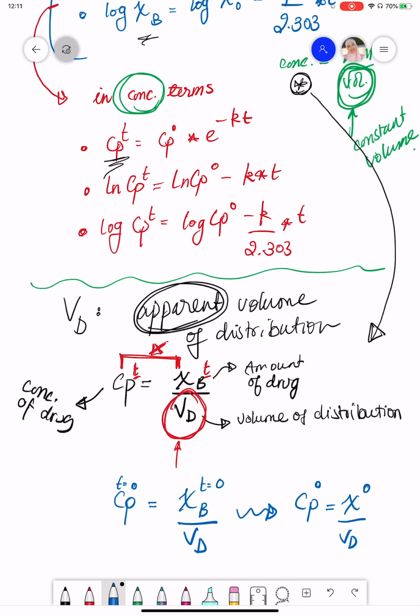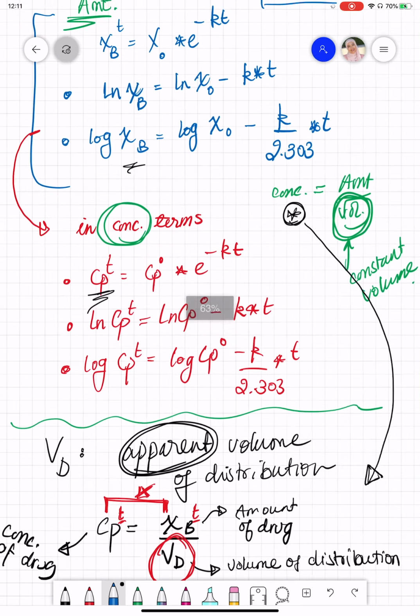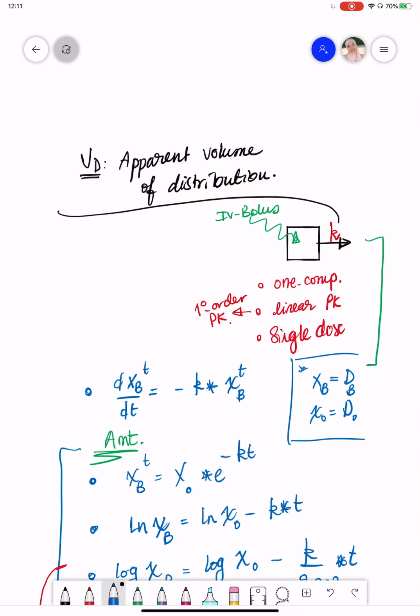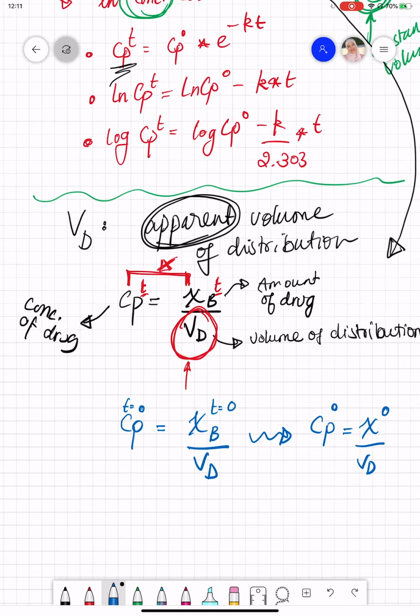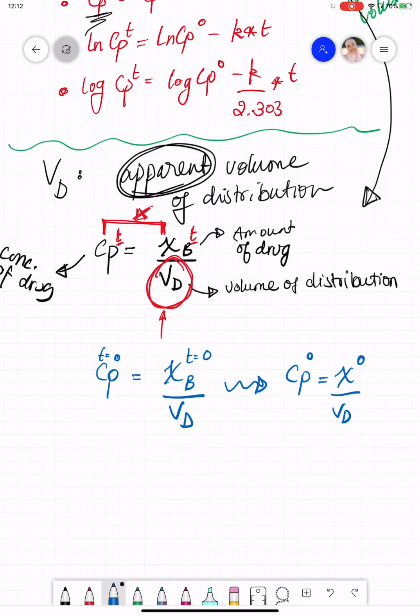As we are talking about IV bolus administration, and if we go back to our model drawing here for the one compartment model, we know, because we are taking the drug as an IV bolus, that the initial amount that we have is the dose that we are taking as an IV bolus.